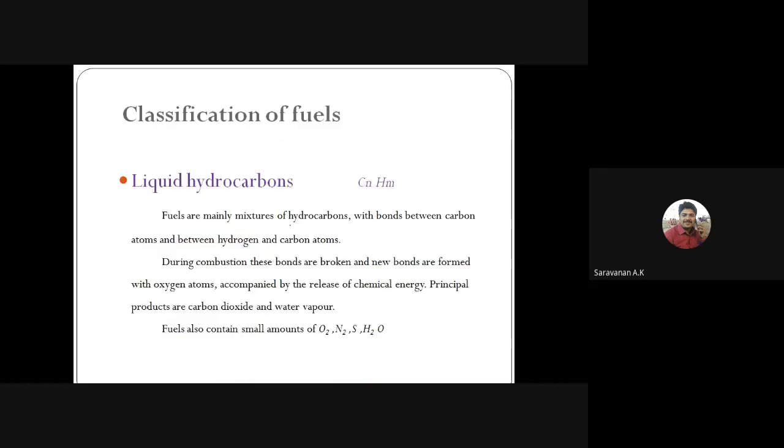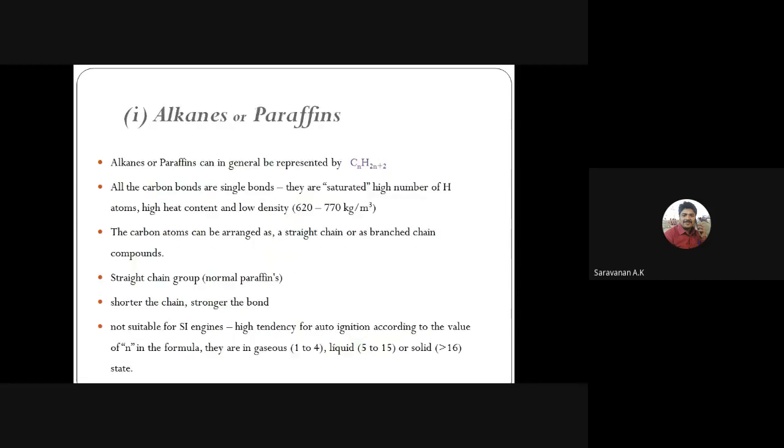So the liquid hydrocarbon will be represented by C n H m, right? These numbers are important. For the n value, gasoline is 5 to 12 and for the liquid is 5 to 15. But in IC engines, we can't use solid fuels, so we didn't see this one. Anyway, you have to know, for the solid fuels, the n value will be greater than 16, right?